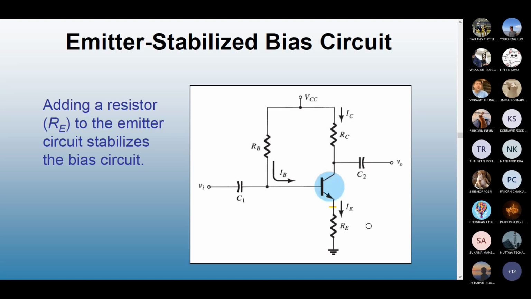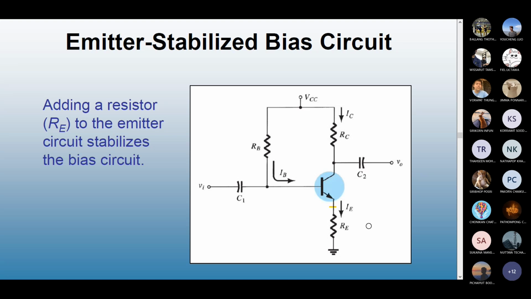If you put the emitter resistor, when the temperature changes, you will still get the beta changing. Maybe beta doubles again, but in this case, the change of the output voltage and the change of the output current will be much less compared to what you would see for a fixed bias. That's why it is called emitter stabilized bias circuit. So the output swing is less. It is more stabilized.